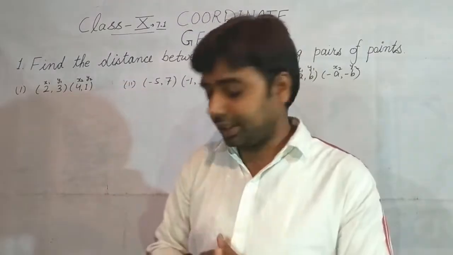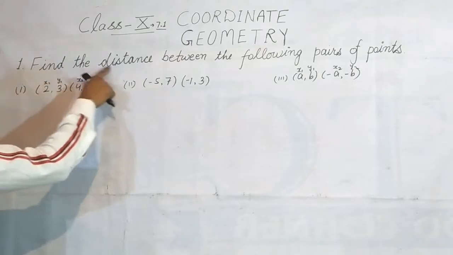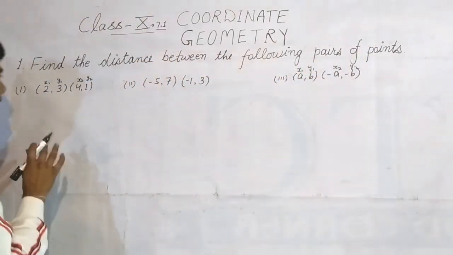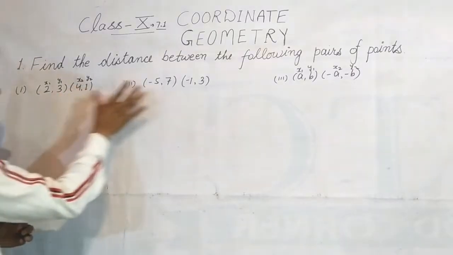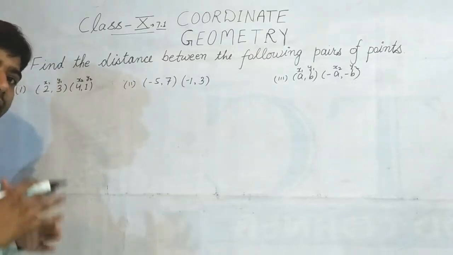Let us do the first question at this time. What is the first question? Find the distance between the following pairs of points. We are having a pair of points, a pair of points, a pair of points. We are required to find out the distance between these.